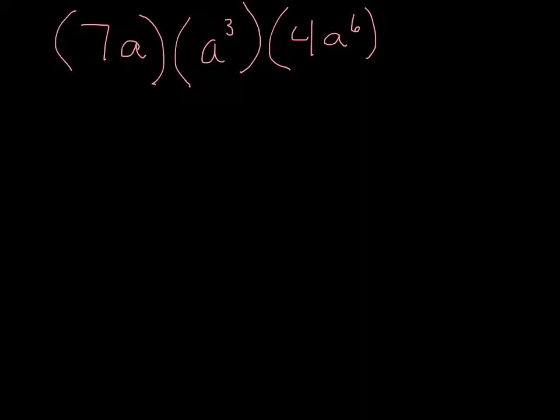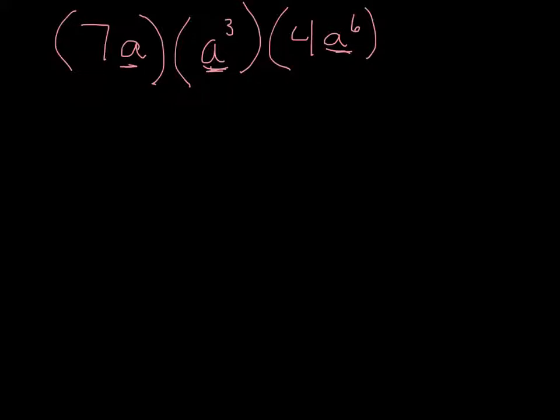Okay, so let's practice what we learned at the beginning of this lesson with the product rule for exponents. Let's just look at the a for a second. Ignore the 7 and the 4. So we have a times a to the 3rd times a to the 6th.